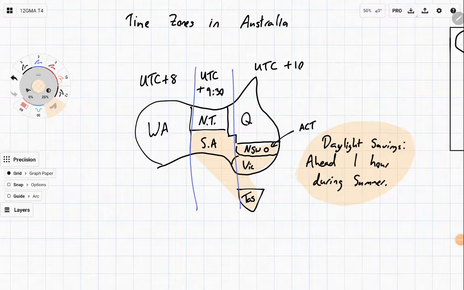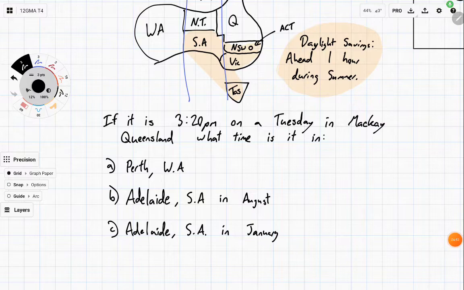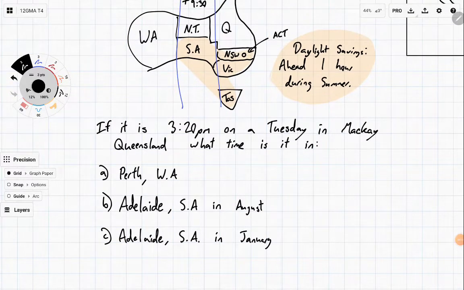So let's see if we can play around with this. Alrighty, so if it's 3:20 p.m. on a Tuesday in Mackay, Queensland, what time is it in Perth, Western Australia, Adelaide, South Australia in August, and Adelaide, South Australia in January.